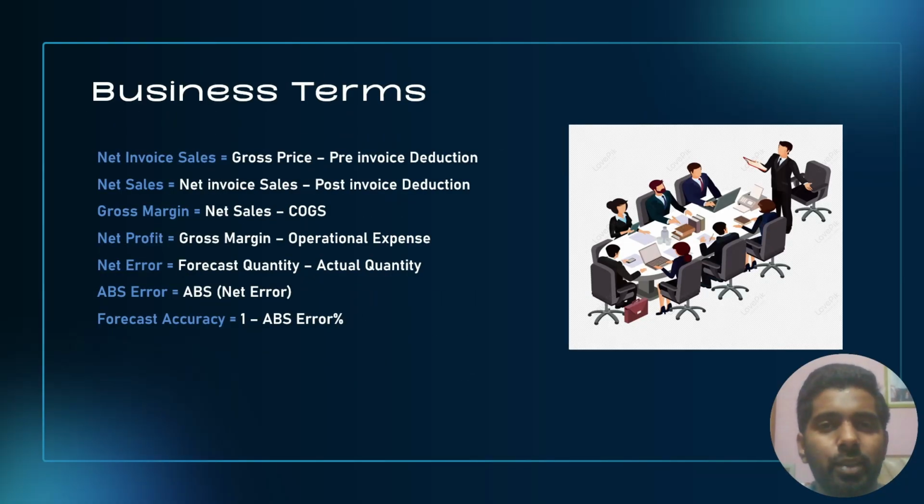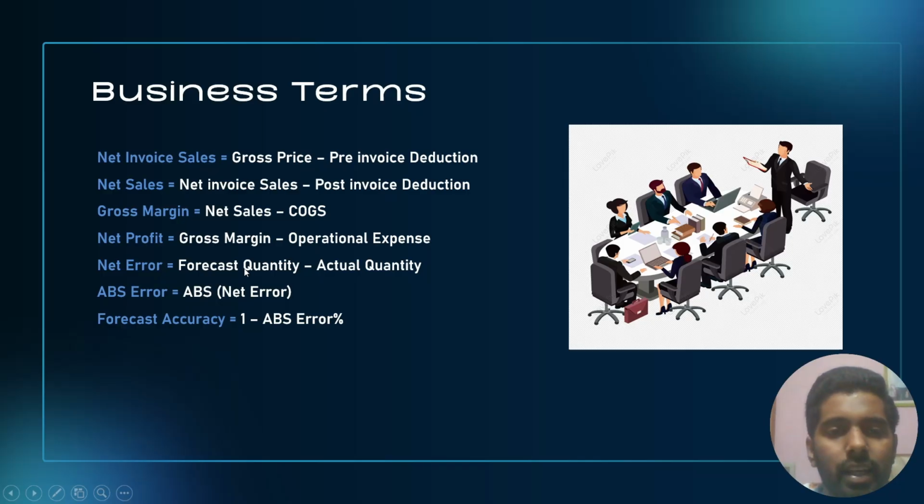Before jumping into the dashboard, we will go through some business metrics which we have used in our dashboard. First, net invoice sale, which is gross price per product minus pre-invoice deduction. Then net sale, which is net invoice sale minus post-invoice deduction. Then gross margin, which is net sale minus COGS. COGS is basically cost of goods sold. The transportation cost, the freight cost, all of that comes in COGS. Then we see the actual profit, where net profit is equal to gross margin minus operational expenses. Operational expenses are those expenses which come in the ad of that product.